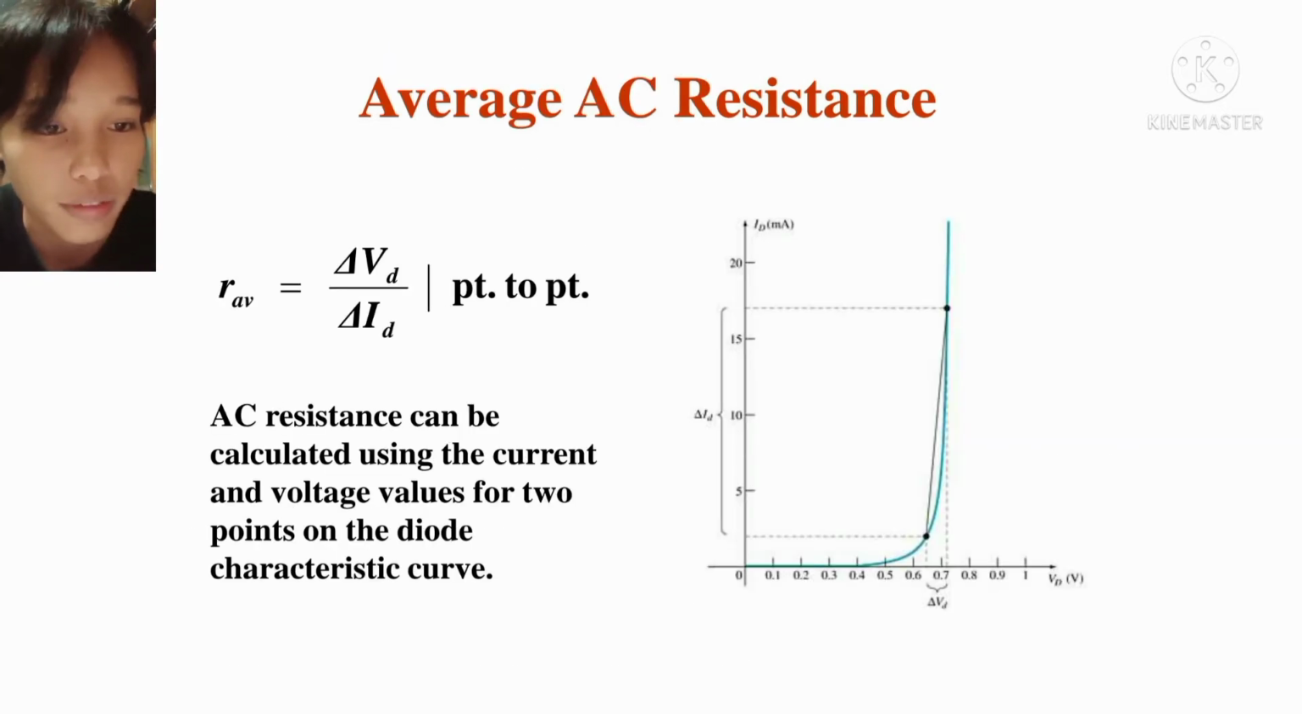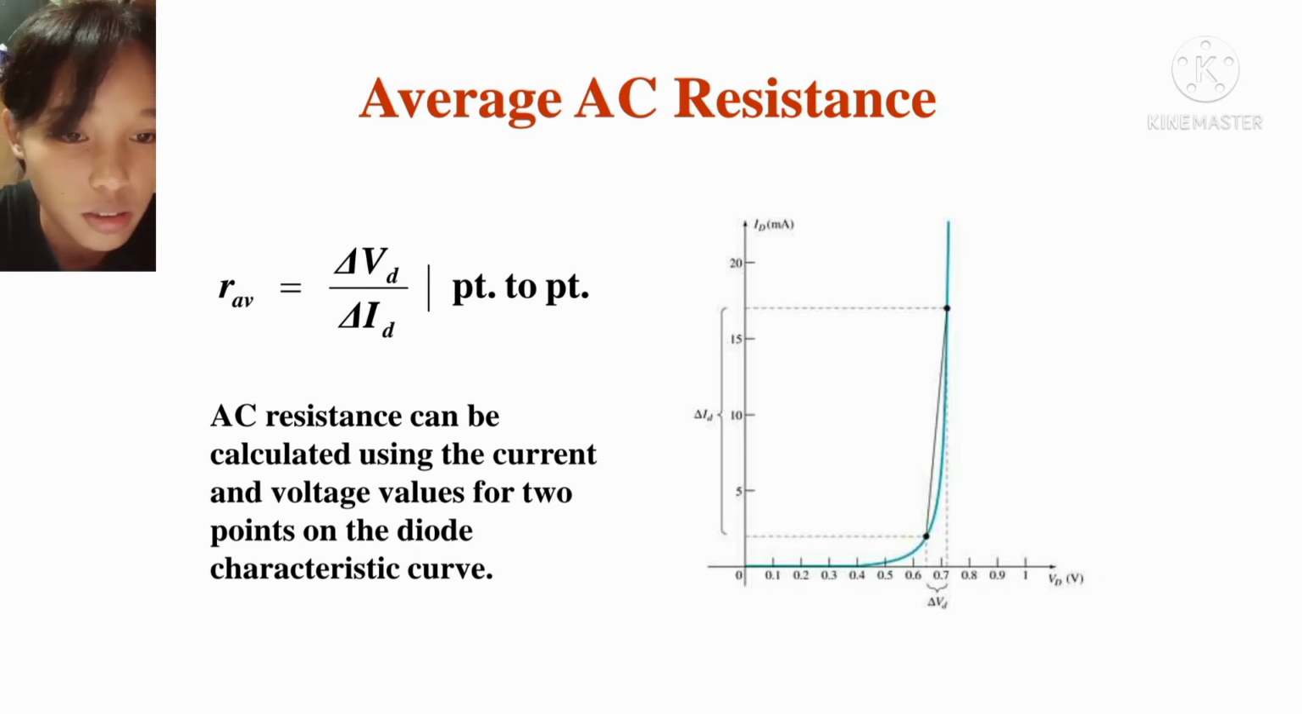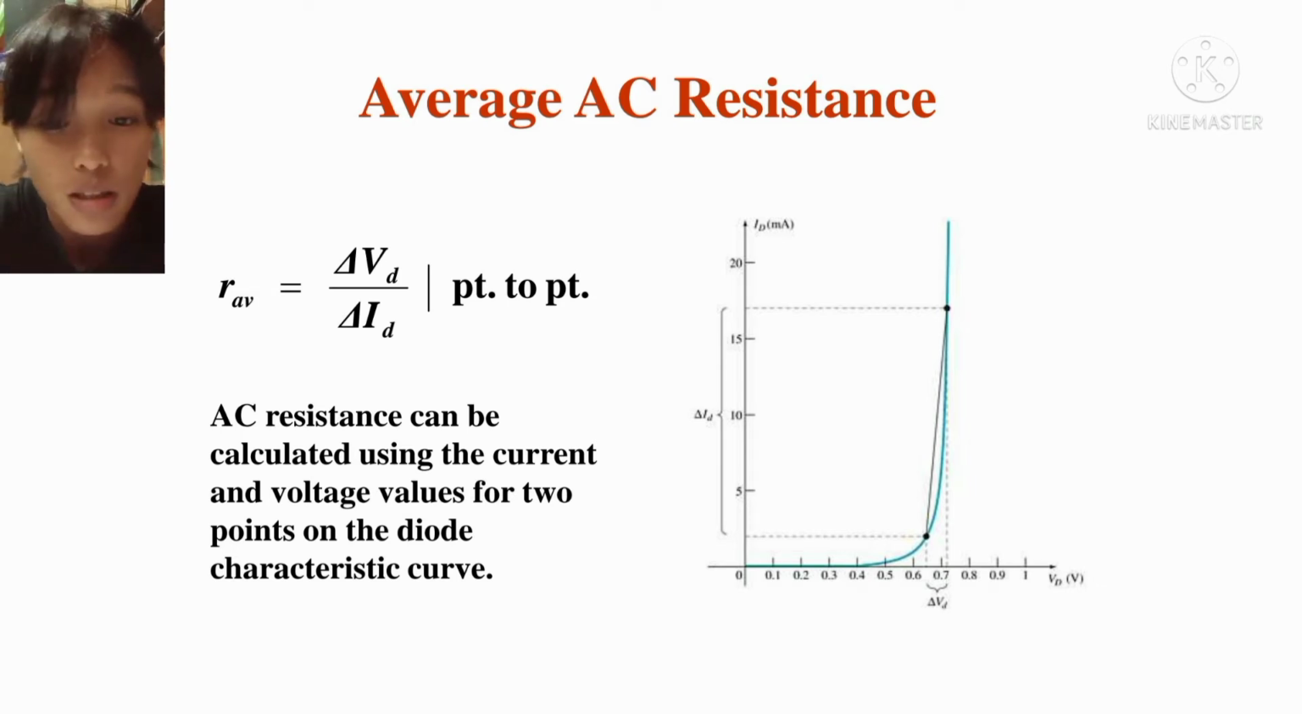And lastly, for the average AC resistance, R average is equal to the change in voltage, delta V, over the change in current, delta I. So this is from point to point. AC resistance can be calculated using the current and voltage values for 2 points of the diode characteristic curve. This means that in average AC resistance, it is determined by a straight line drawn between the two intersections obtained by the maximum and minimum values of input voltage.